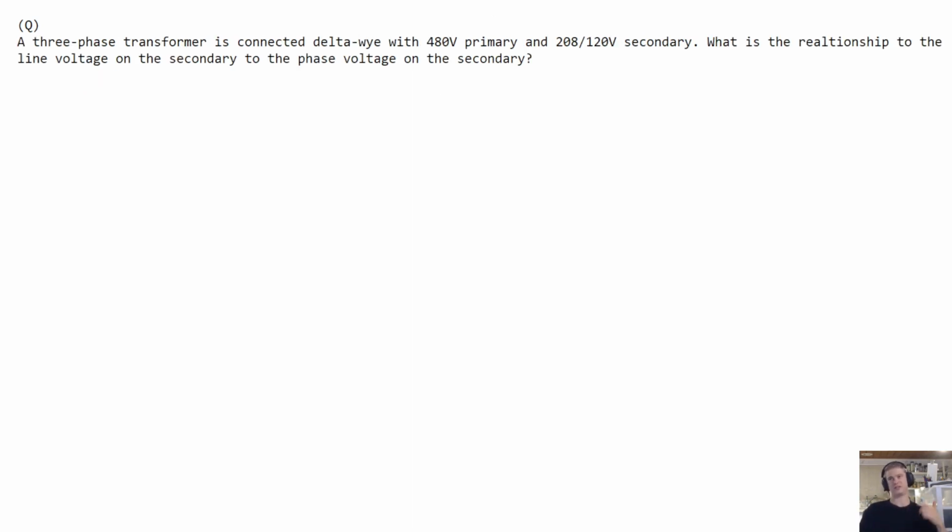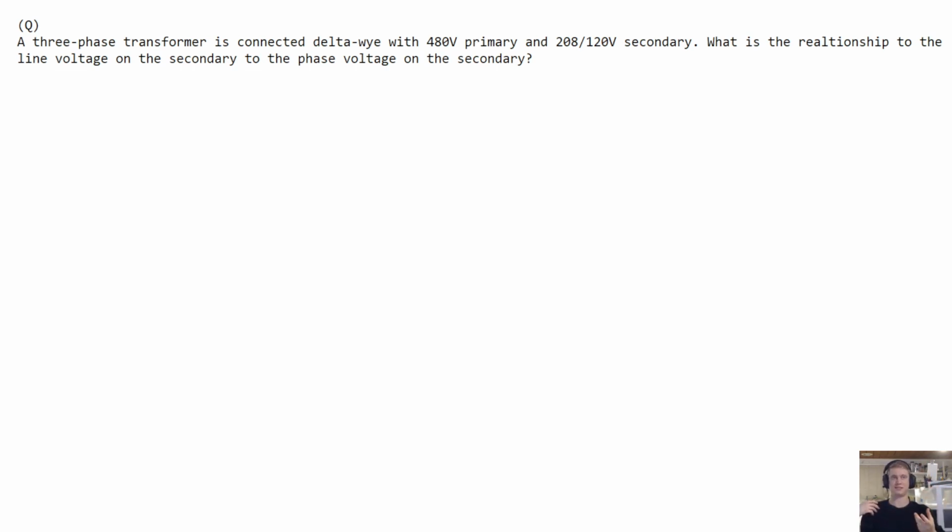Next, a three-phase transformer is connected delta Y with 480 volts primary and 208/120 volts on the secondary. What is the relationship of the line voltage on the secondary to the phase voltage on the secondary? Okay, so we're thinking delta Y. So we have delta as our primary, we have the Y as our secondary.